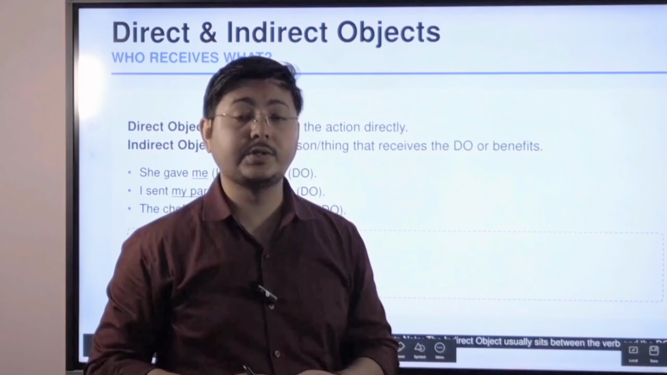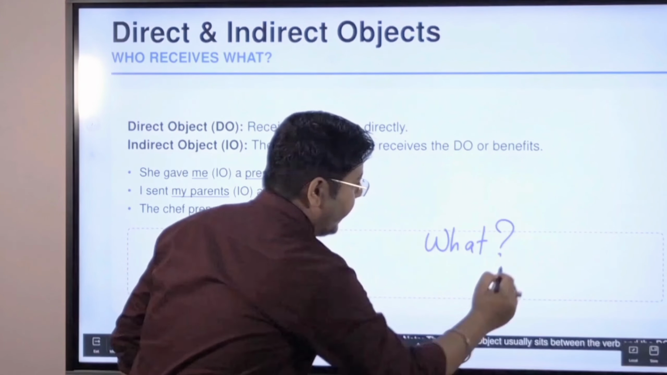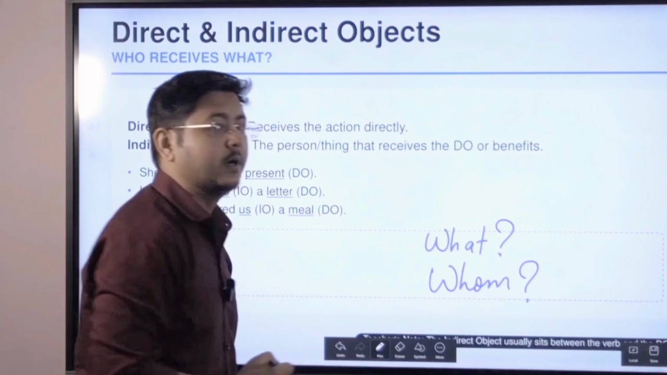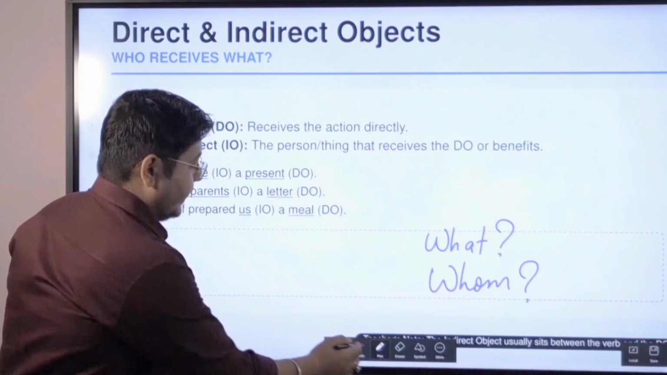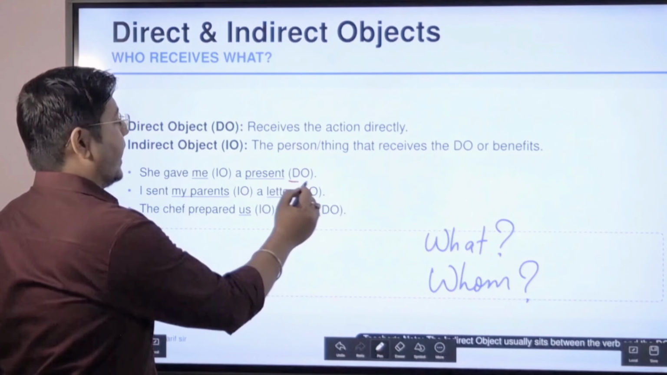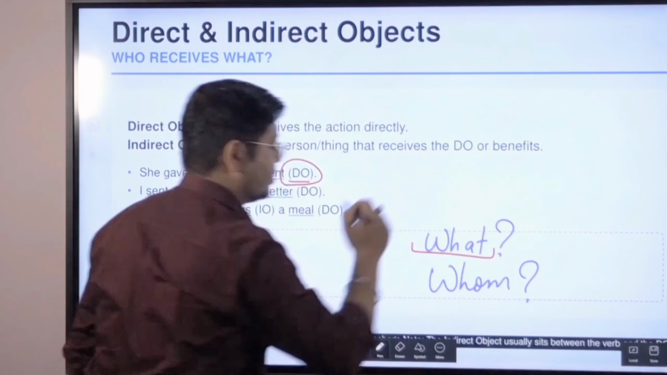Do you remember the two questioning words? The two questioning words were what, and the second one was whom. These are the golden words that are going to help you to identify the direct and the indirect objects. Let me show you what I'm talking about here. If you need to find out the direct object, you need to ask the question what.